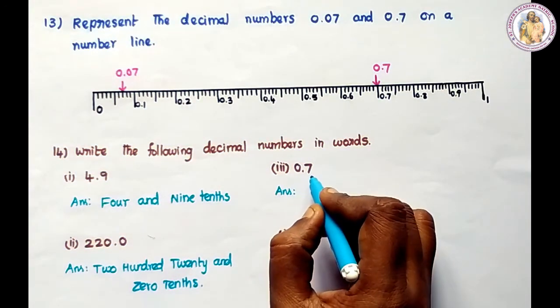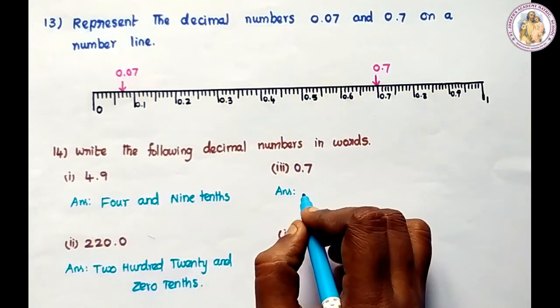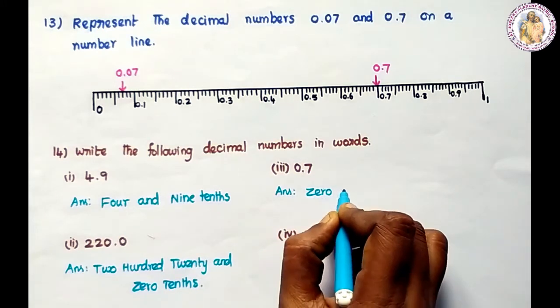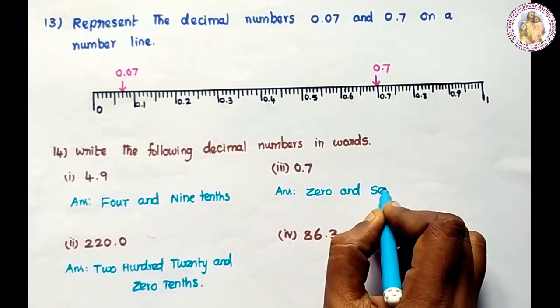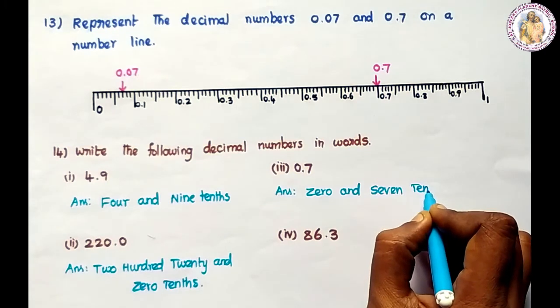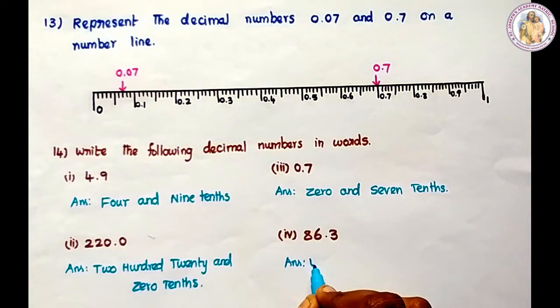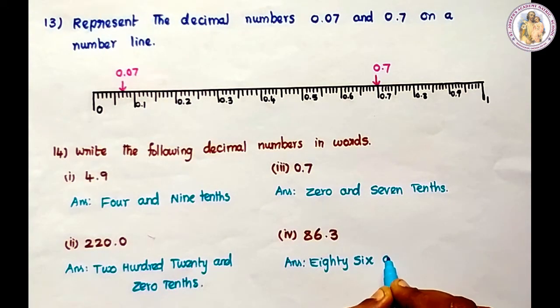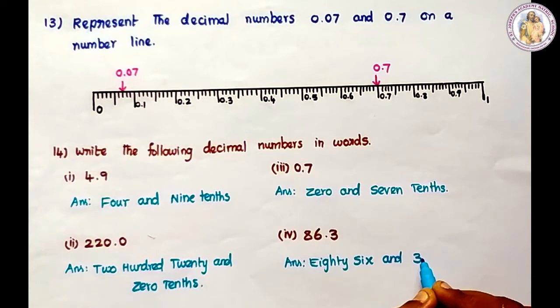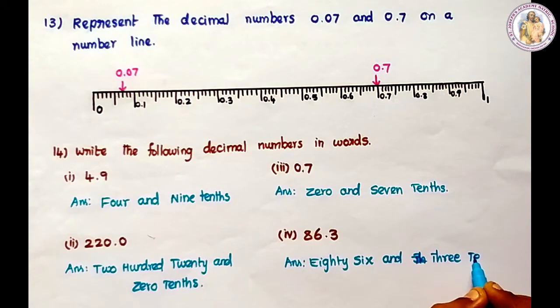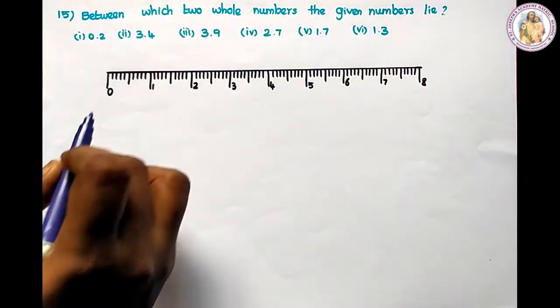Next one 0.7, that is 0 and 7/10. Next one 86.3. So answer is 86 and 3/10. 3/10. That is the answer.